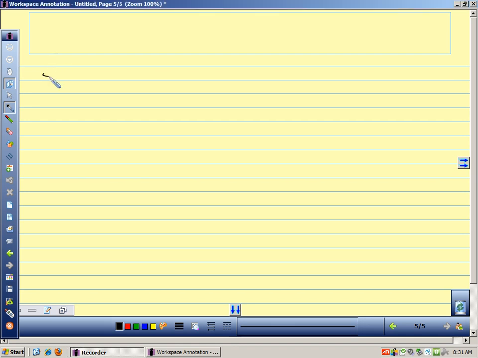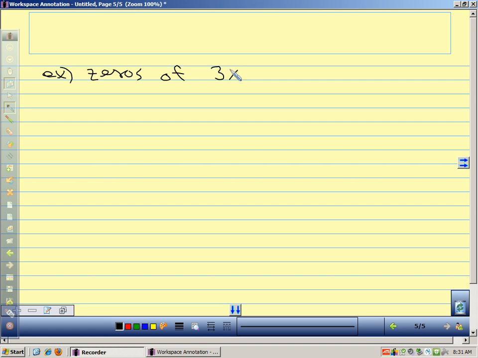So let's say we want the zeros of 3x to the third minus 20x squared plus 23x plus 10. So we want all the zeros of this function.